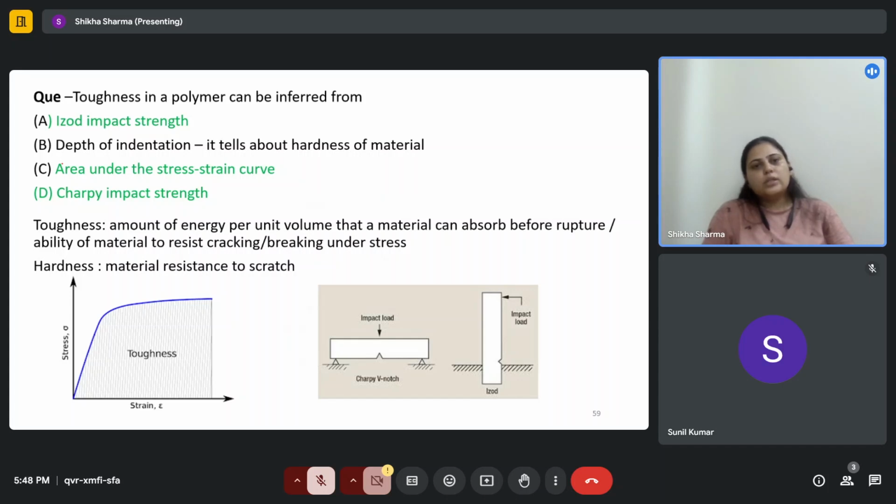So what is actually the toughness? It is basically the amount of energy per unit volume that a material can absorb before rupture, or the ability of the material to resist cracking or breaking under stress. And what is hardness? Hardness is basically the material's resistance to scratch. So the area under the stress strain graph, which is the first graph, gives the toughness value. So option C is correct.